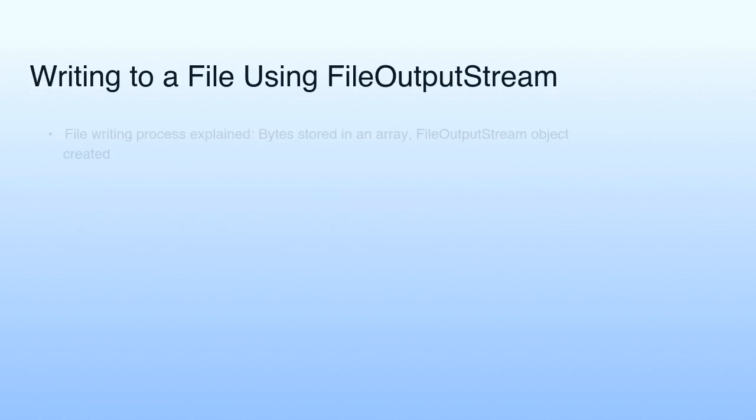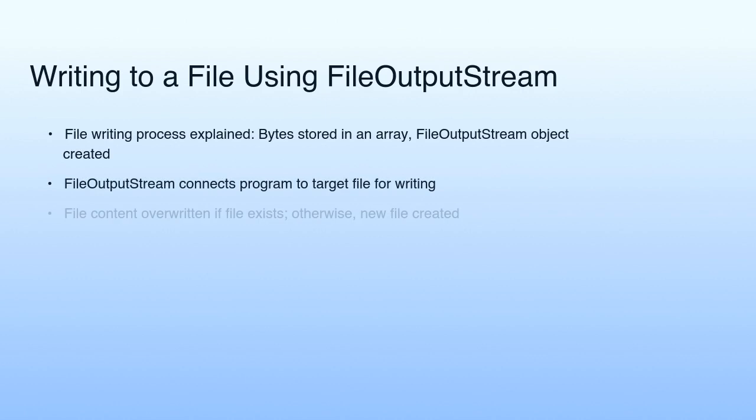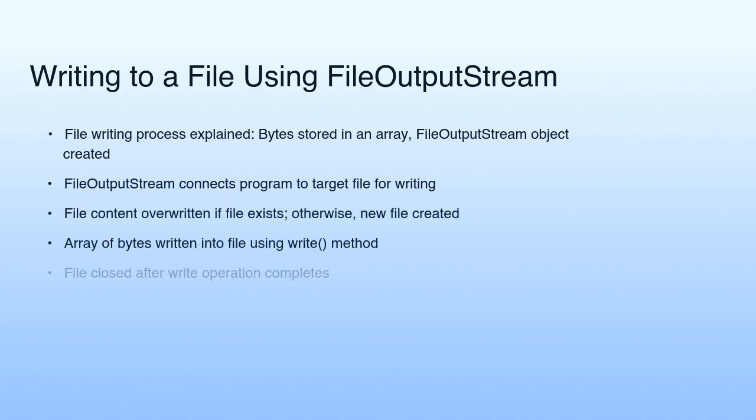The process of writing to a file is explained, where bytes are stored in an array. A FileOutputStream object is created to connect the program to the target file for writing, and the array of bytes is written into the file using the write method. If the file exists, its content is overwritten, otherwise a new file is created. The file is closed after the write operation completes.